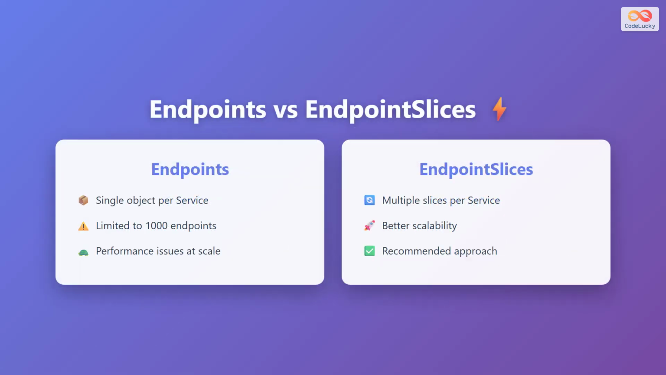While endpoints have served Kubernetes well, they have limitations. Traditional endpoint objects store all pod IPs in a single object, which is limited to 1,000 endpoints and causes performance issues at scale. EndpointSlices were introduced as a more scalable alternative. They split endpoints across multiple slice objects, provide better scalability, and are now the recommended approach for large clusters. However, understanding endpoints is still important as they remain widely used.